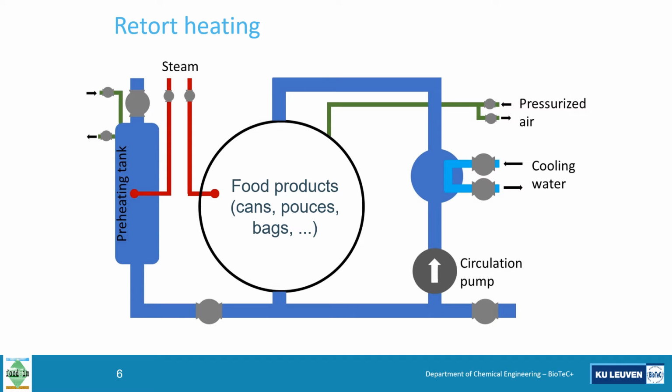So I've included a small schematic of this in here. Here inside the basket of the retorts, people place their food products, could be in cans, pouches or bags, whatever. And then the rest is actually just a way to heat water or cool water to heat or cool the products. Similar things could be achieved by steam, which is directly injected.